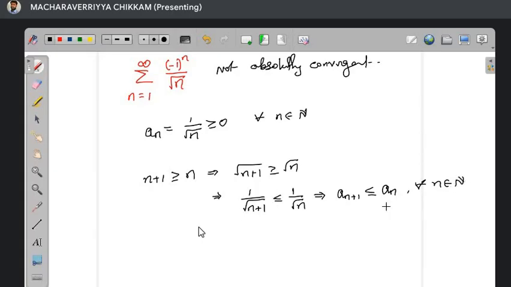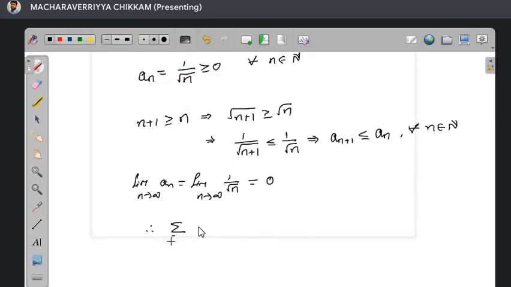So this series satisfies the first two conditions. Let me check the last condition, that is the limit as n goes to infinity of a_n. That is the limit as n goes to infinity of 1 over root n, and you know that it will be 0. Therefore, the series satisfies all conditions of the Leibniz test. Therefore we can conclude that summation n equals 1 to infinity of (-1)^n over root n is convergent. So we concluded using the Leibniz test.